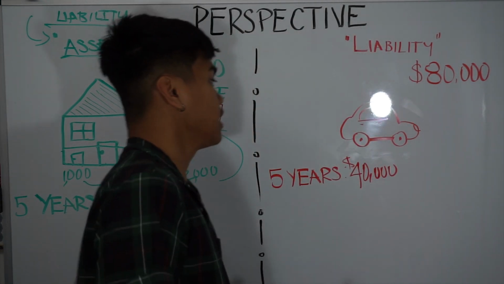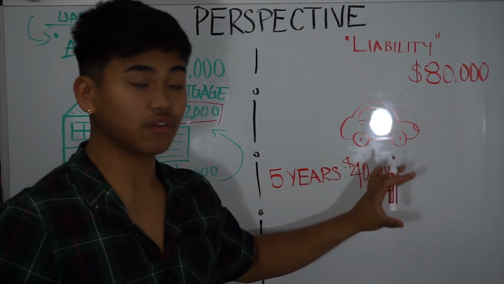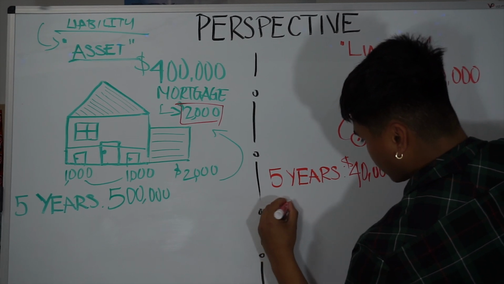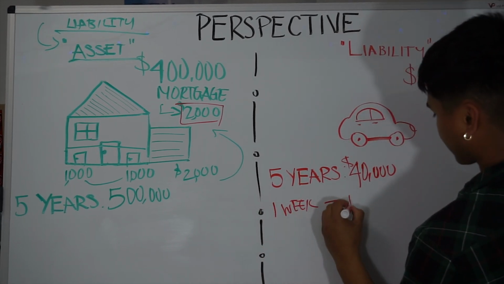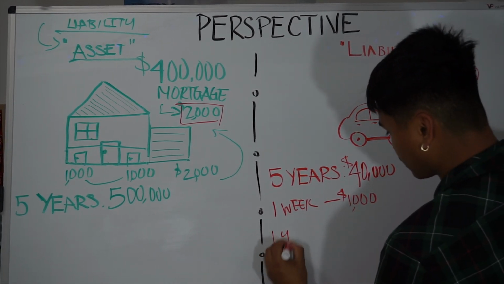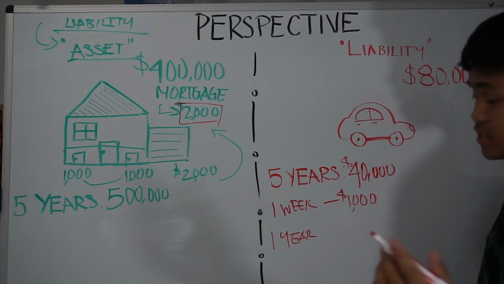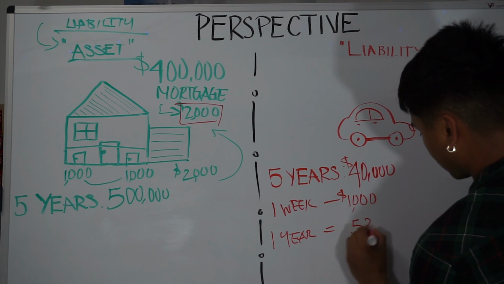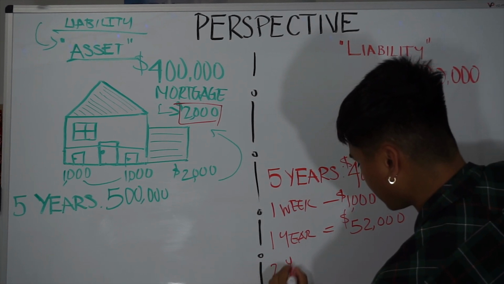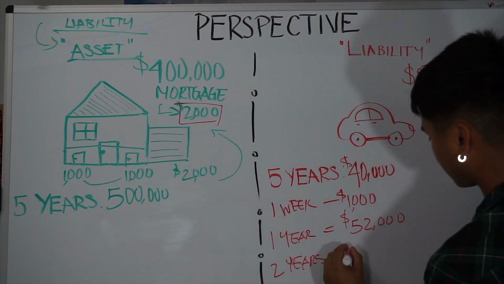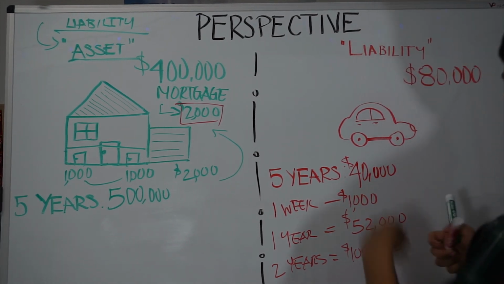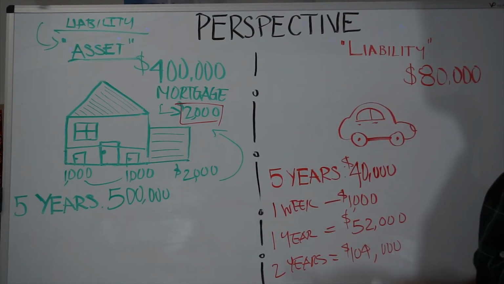And on the other hand, let's say instead of using your vehicle, you were to rent it out. For 1 week you charge, let's say, $1,000. There are 52 weeks in a year, so then you're actually going to make $52,000, okay? And in 2 years, you are going to make a profit, and your money will now become $104,000. So this liability would no longer be a liability, but rather an asset.